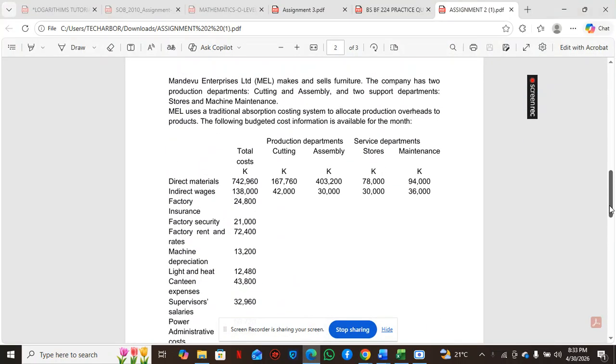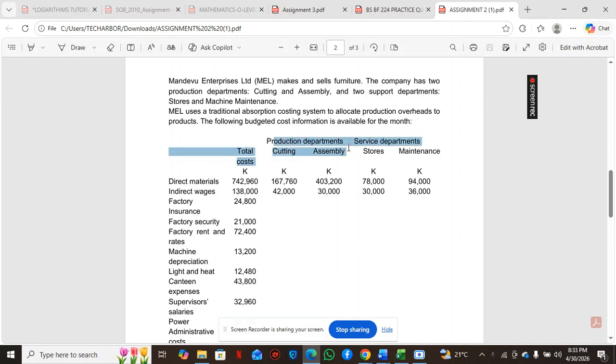Okay, so we're dealing with this question here. Mandevu Enterprises Limited makes and sells furniture. The company has two production departments, cutting and assembly, and two support departments, stores and machine maintenance. MEL uses a traditional absorption costing system to allocate production overheads to products. The following budgeted cost information is available for the month.